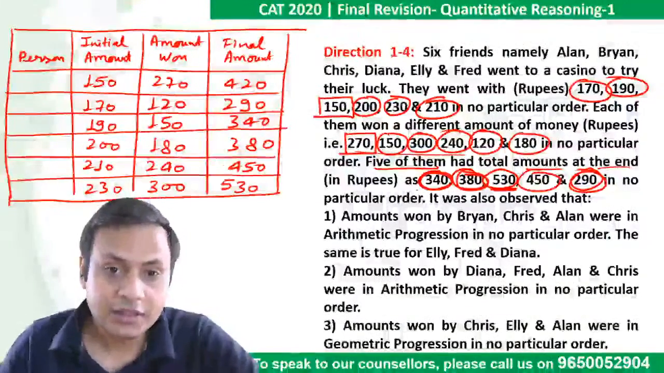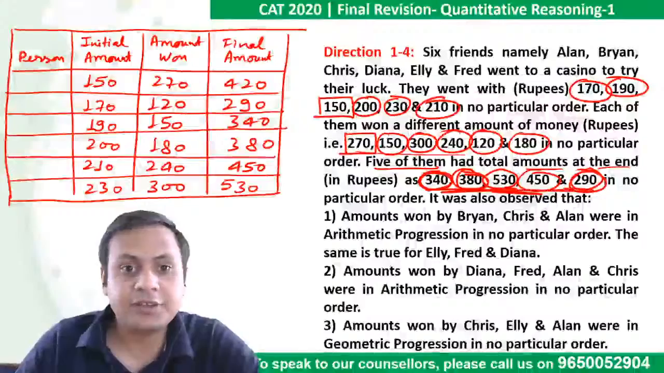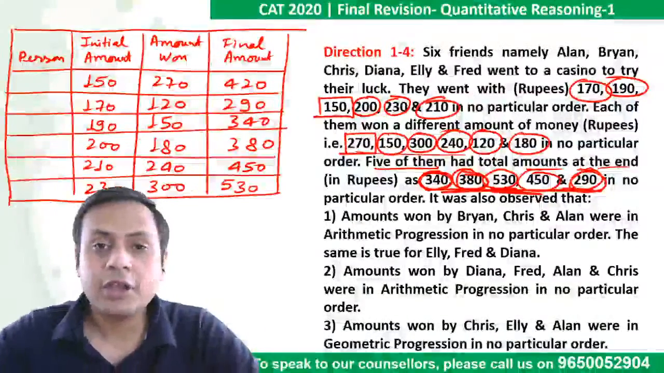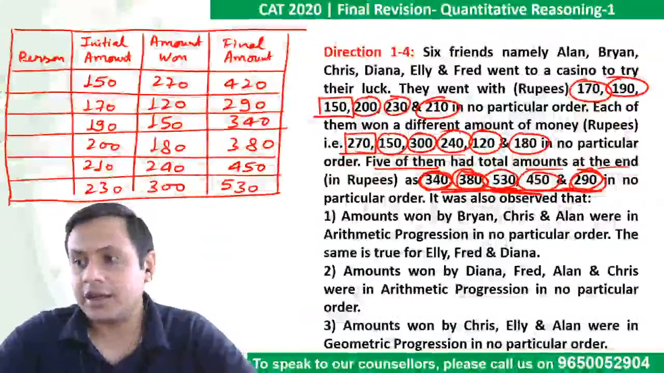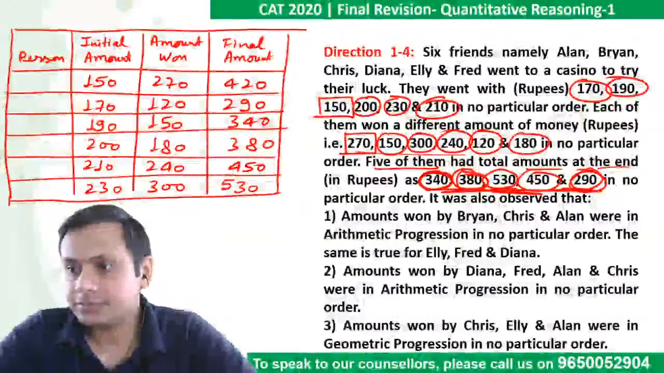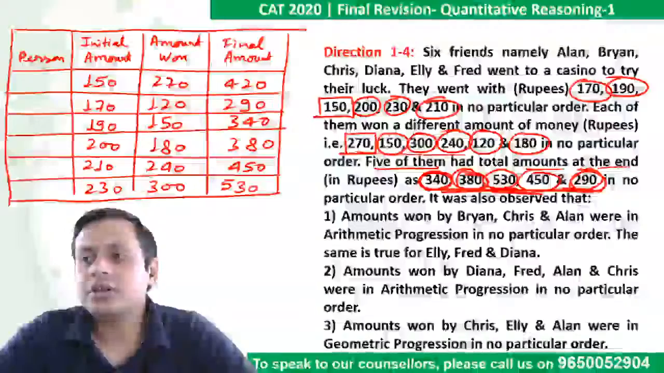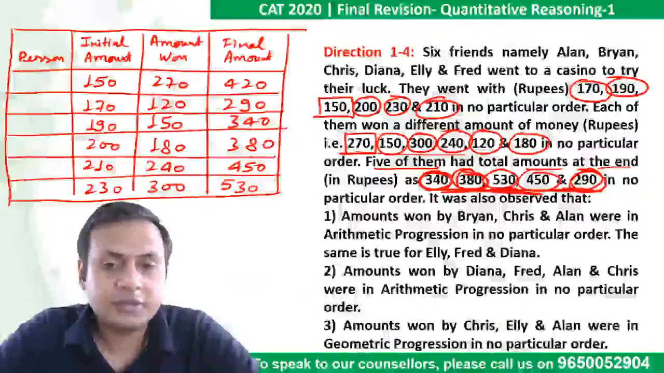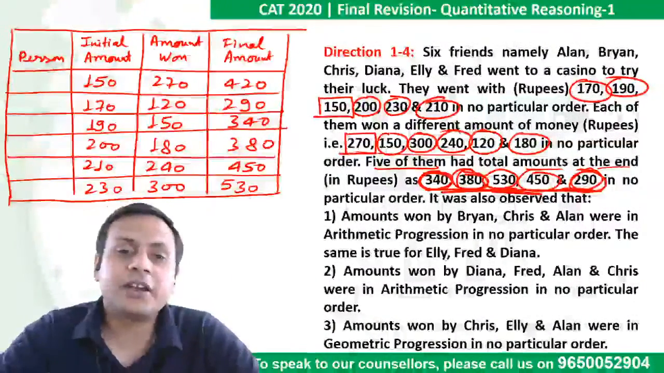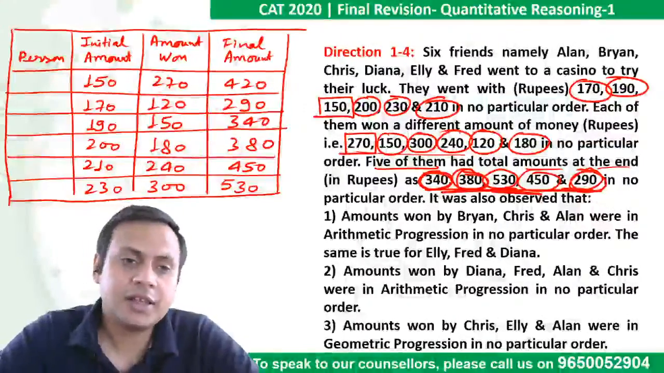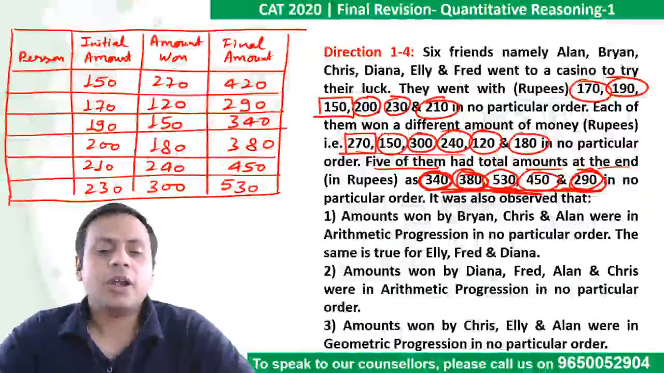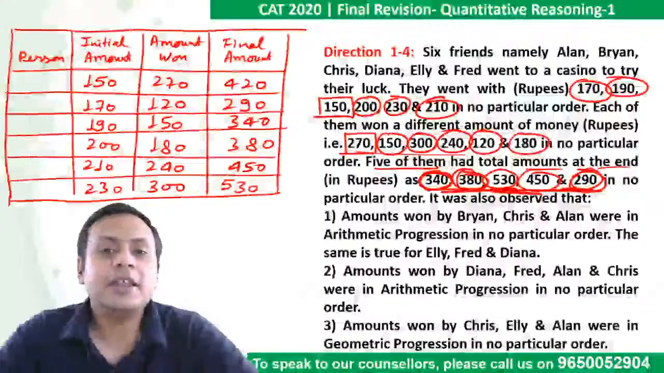Notice one thing. There were only five values given in the final amount. We had to figure out the sixth one, and we are able to figure it out from this. Now what do we need to do? We need to identify the persons.